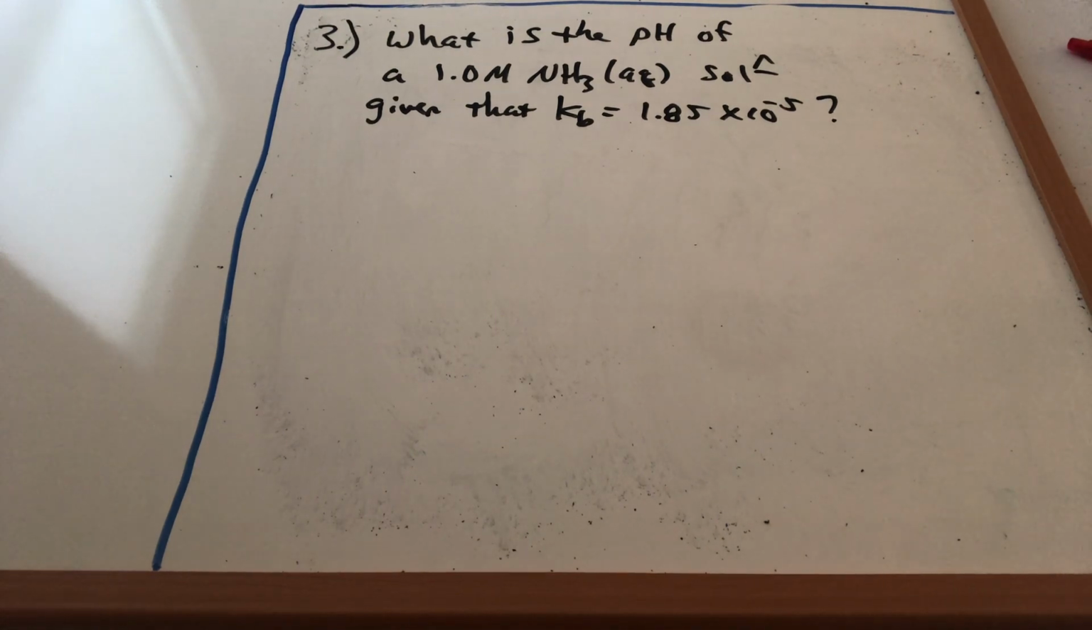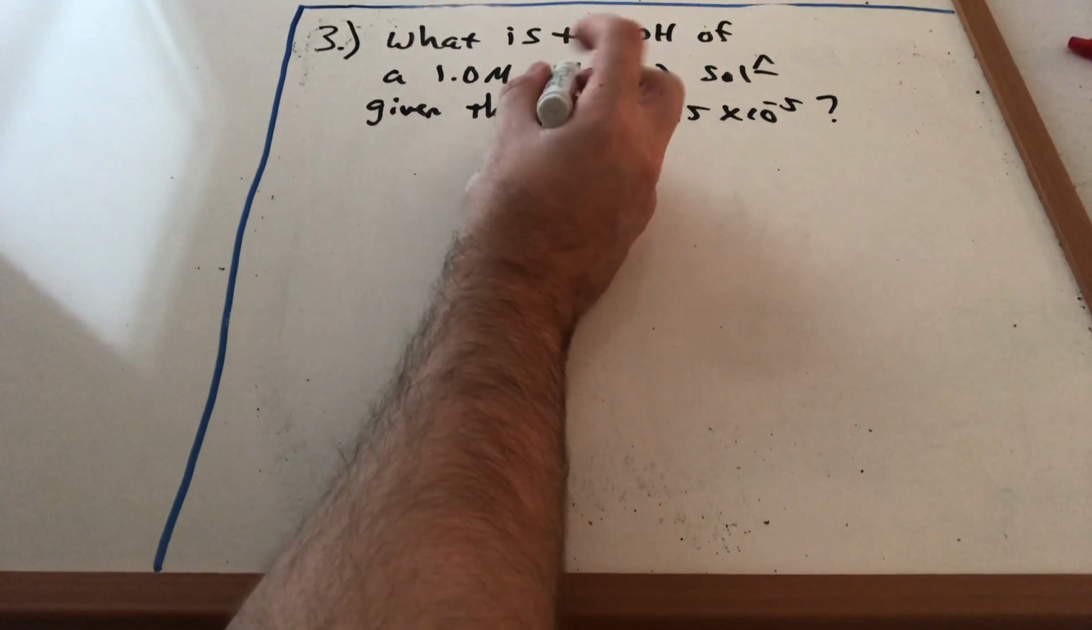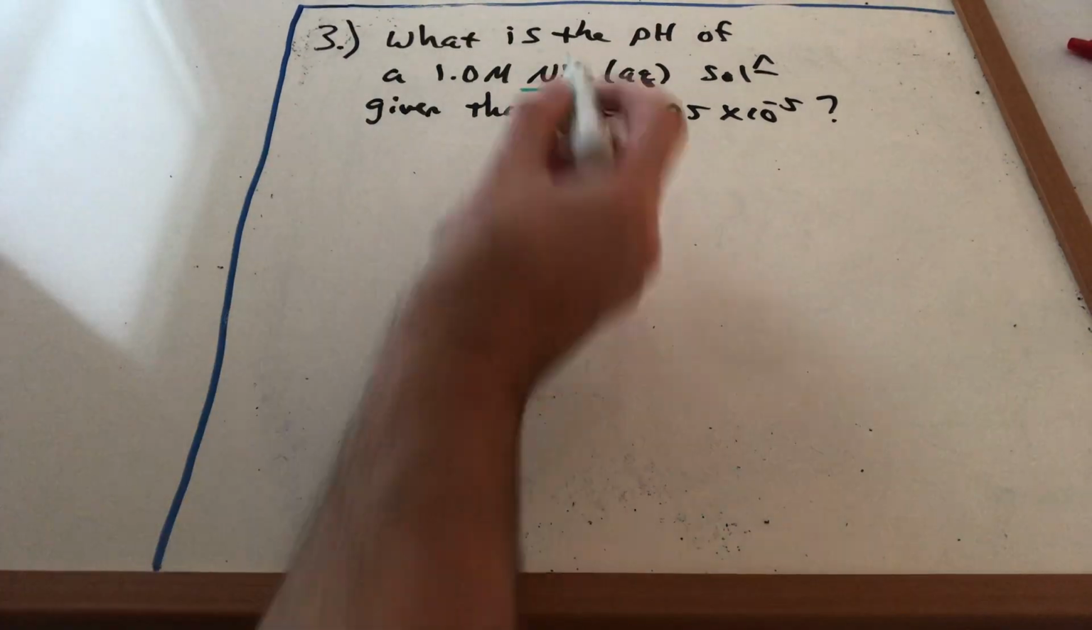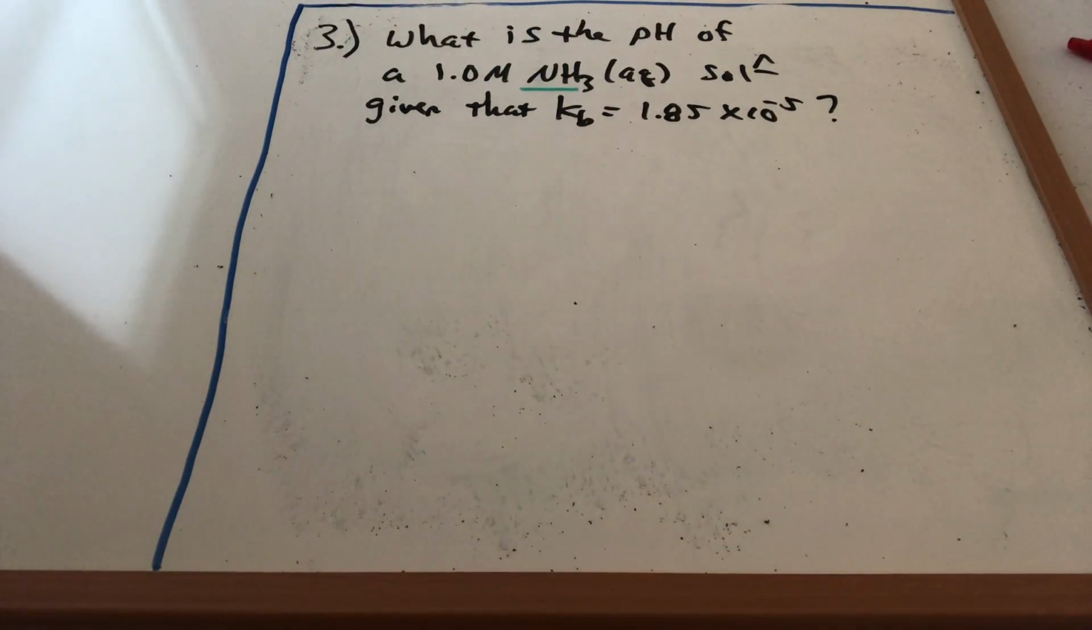We definitely don't have an acid here. I don't see that the species that's given to me has an H out in front. Ammonia is an example that we already went over. That's definitely a base.